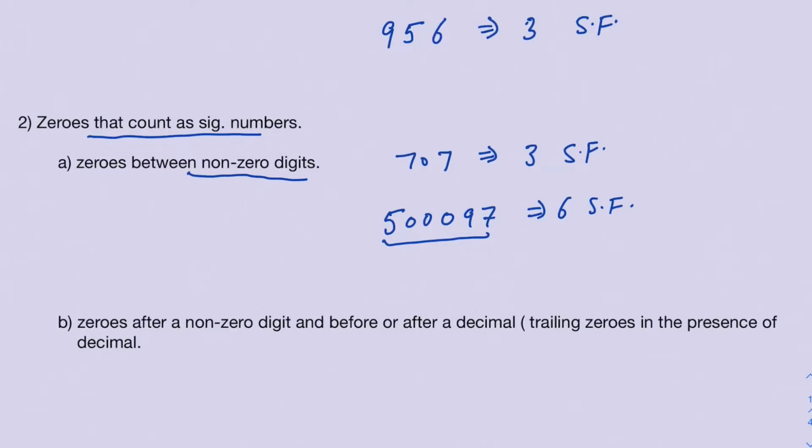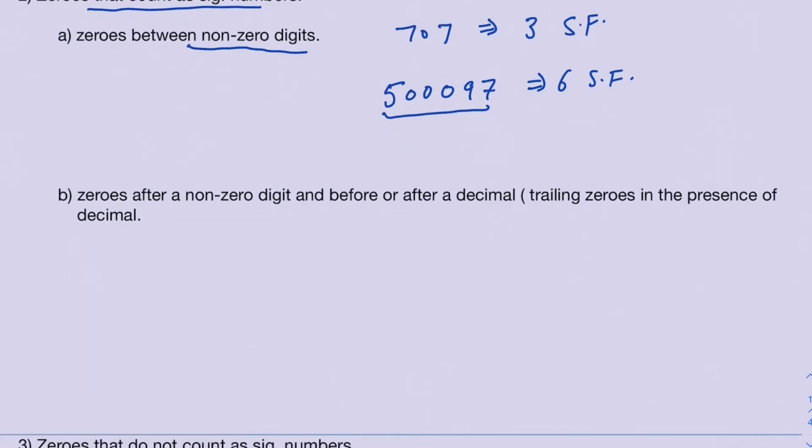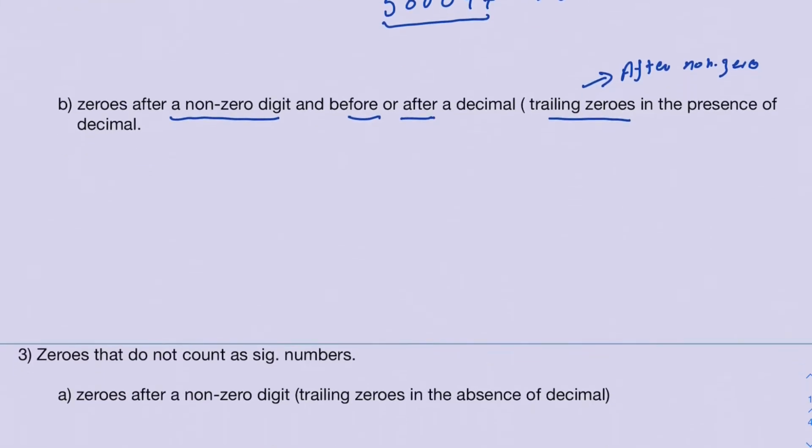So we've got 6 sig figs in this particular number. Okay, there are going to be zeros that are after a non-zero digit, and they are either before or after a decimal. They would be counted as sig figs. Those are also called the trailing zeros. The zeros after a non-zero digit are called the trailing zeros. And in this case, these trailing zeros are in the presence of a decimal. So as long as you see a decimal in a given number, the trailing zeros do count as sig figs. Let me take an example here.